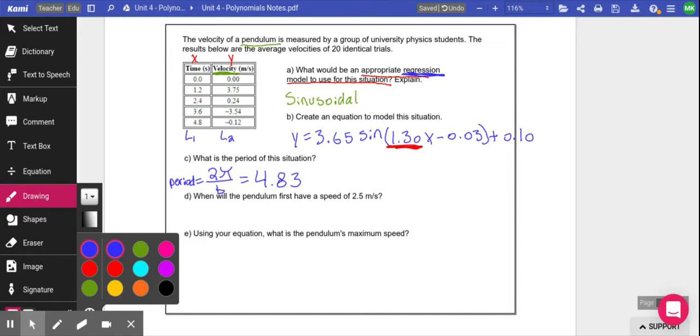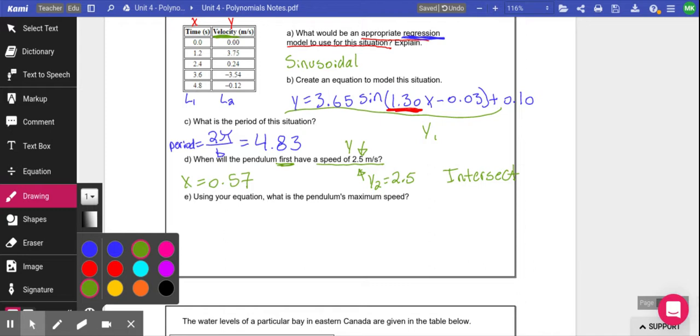D, when will the pendulum first have a speed of 2.5? A speed of 2.5 means this is a y value. So I need to graph my sinusoidal function, this guy, in y1, and then this guy as y2. Then you want to hit second trace intersect. Hit enter, enter, enter, and it should tell you that x equals 0.57. That's the time, the first time that you have a speed of 2.5.